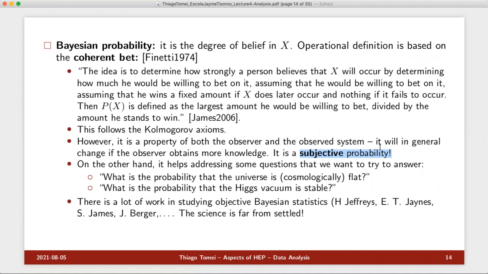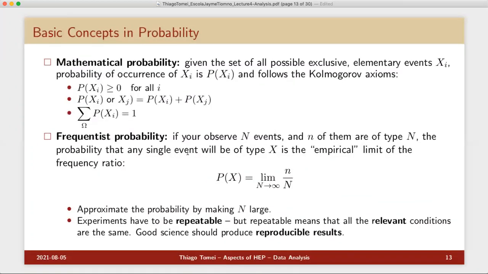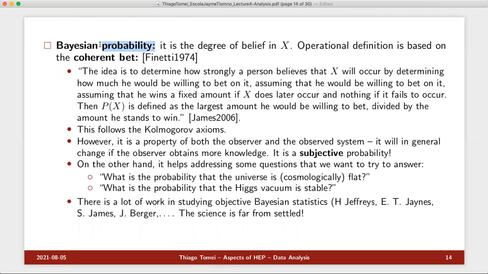And why is this? If it's subjective, it means that it will change if the observer obtains more knowledge. But Thiago, how can this be? Probability is only a property of the system. No, probability is something that follows the Kolmogorov axioms. These are approximations or operational definitions of probability.